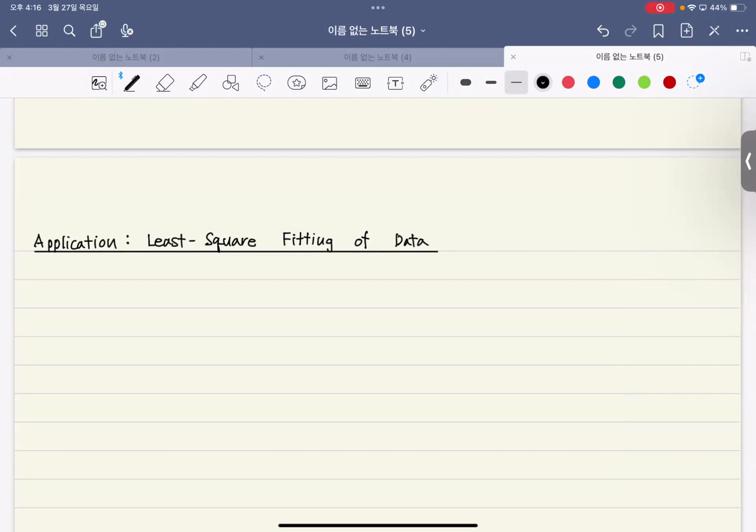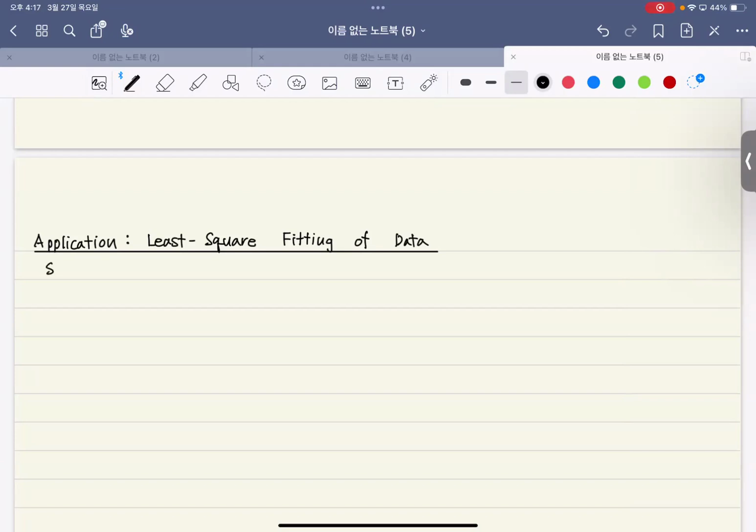Let's just consider this hypothetical scenario. You are all scientists, and you're conducting some experiment. You're interested in two variables, t and y, where t is an independent variable and y is a dependent variable. According to the theory, suppose that you know that y is a linear polynomial in terms of variable t.